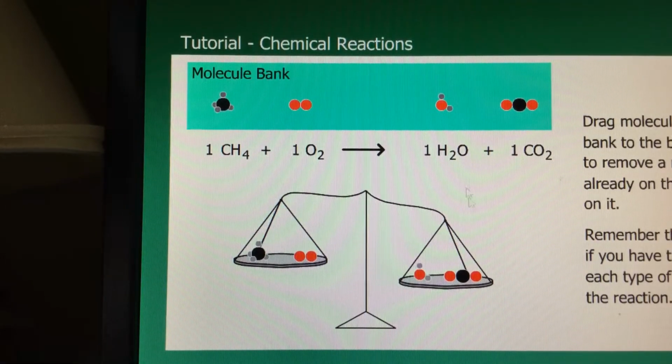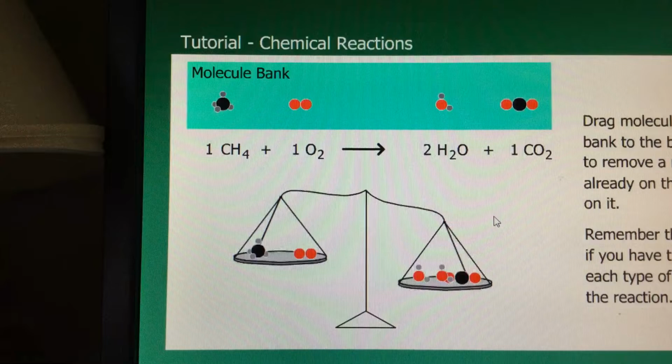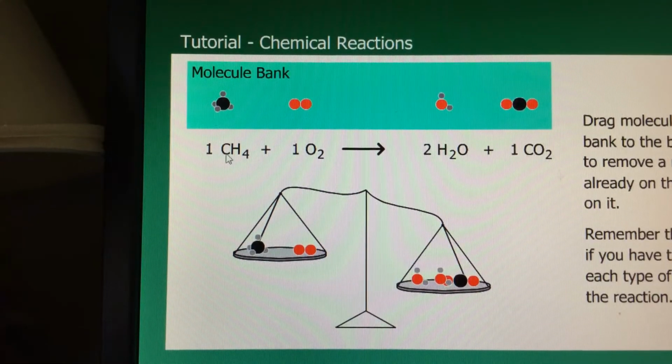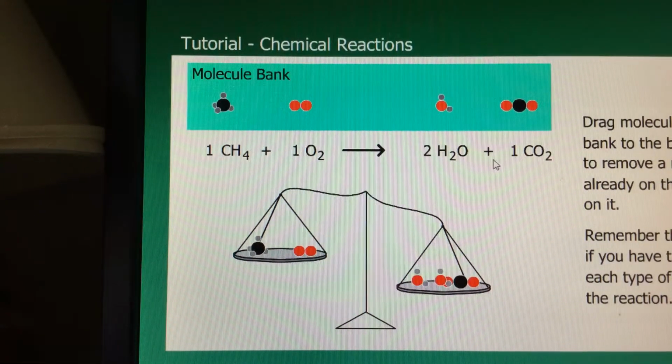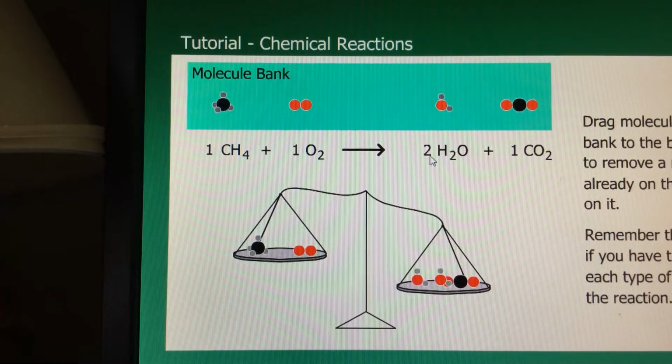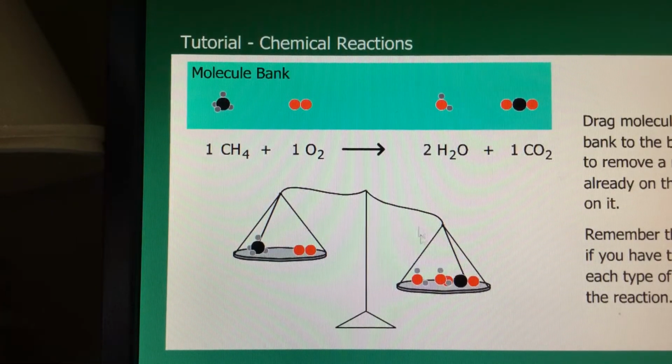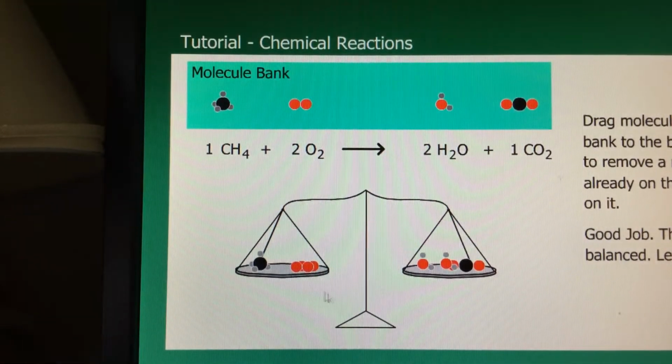So we could either fix the hydrogen first, or we can fix the oxygen first. Let's start with the hydrogen. We have to add water. Okay, now we have 4 hydrogen and 4 hydrogen. How many oxygen do we have? We have 2 plus 2, that makes 4 oxygen on this side, which means we're going to need another oxygen molecule on this side, right?